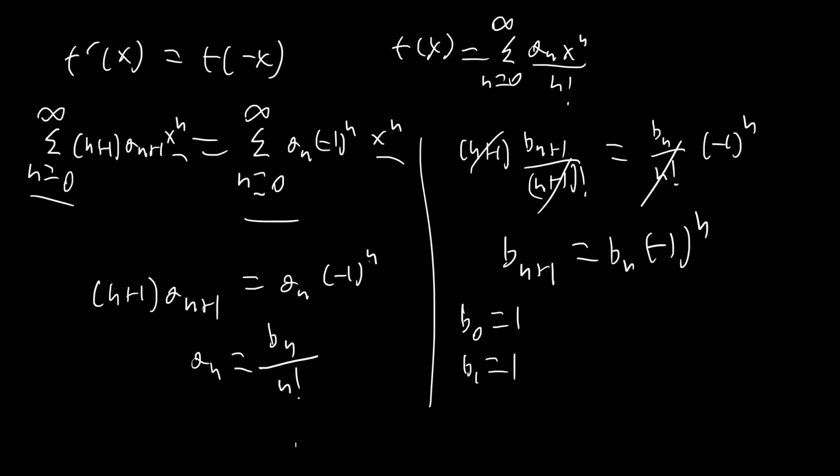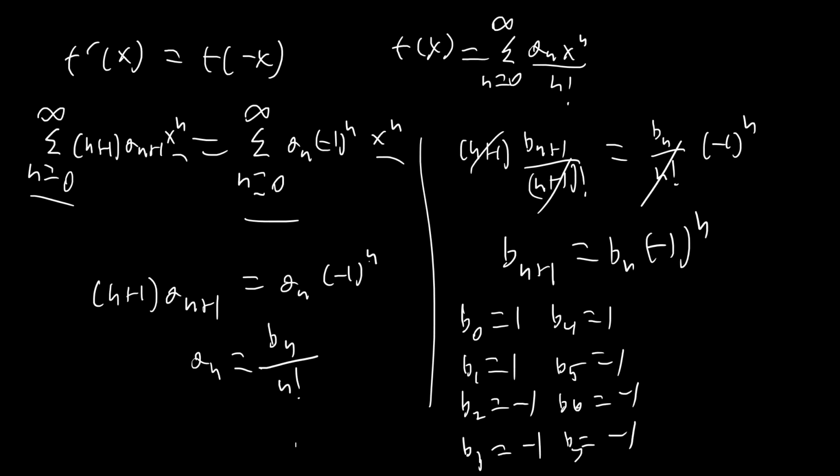Then if we plug in n equals 1, we're going to find that b2 is going to equal negative 1. And if we plug in n equals 2, then we're going to find that b3 is going to equal negative 1. And now the sequence is just going to repeat. So we have b4 equals 1, b5 equals 1, b6 equals negative 1, and b7 equals negative 1. So I'm just going to go ahead and make some more space here.